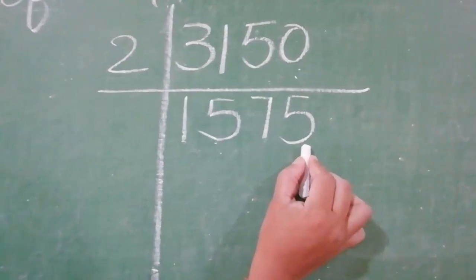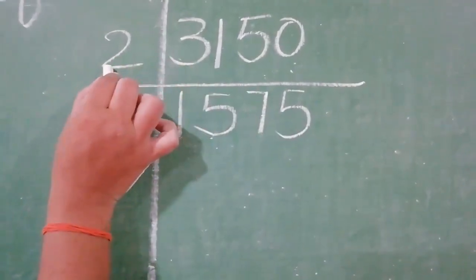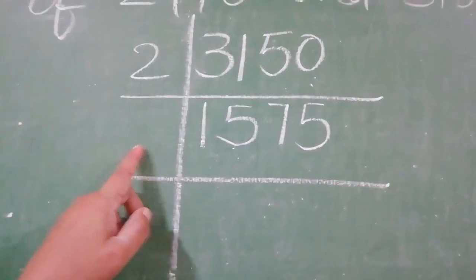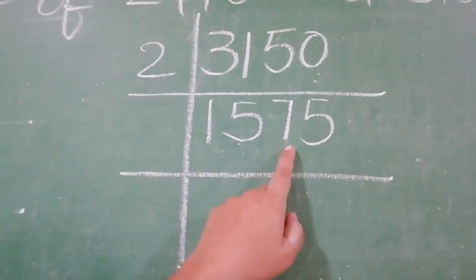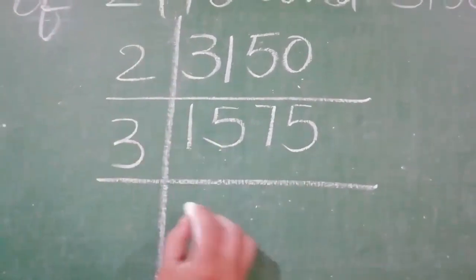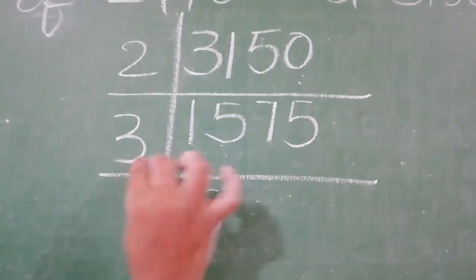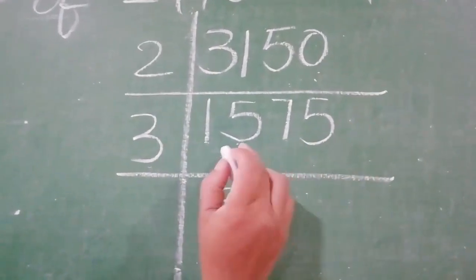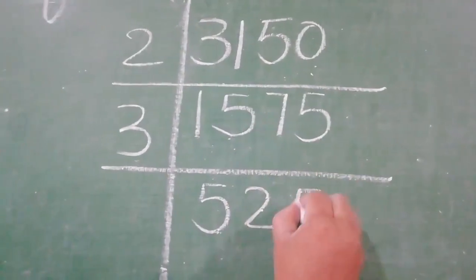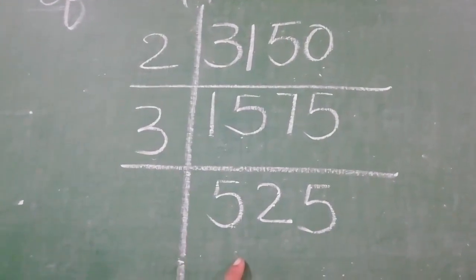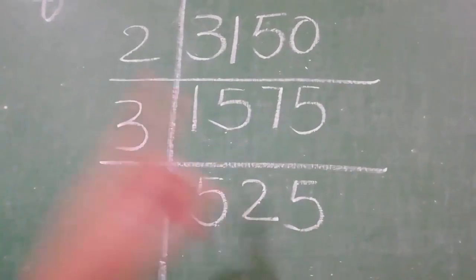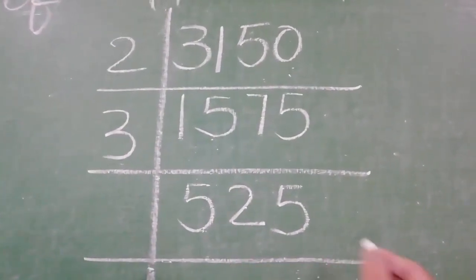The number ends with 5. Is it divisible by 2? No. Take the next prime number, 3. What is the condition for 3? Sum of the digits: 1 plus 5, 6. 6 plus 7, 13. 13 plus 5, 18. 18 is divisible by 3. Let's take 3. 3 ones are 3. 3 fives are 15. 3 twos are 6. 7 minus 6, 1. 1 5, 15. 3 fives are 15. Next, is this number again divisible by 3? Check: 5 plus 2, 7. 7 plus 5, 12. 12 is divisible by 3. Yes, this number is also divisible by 3.